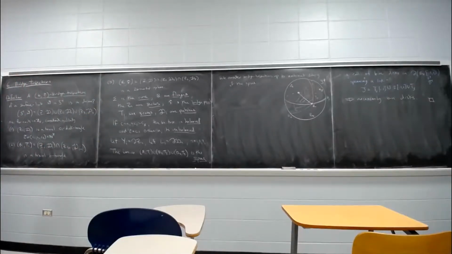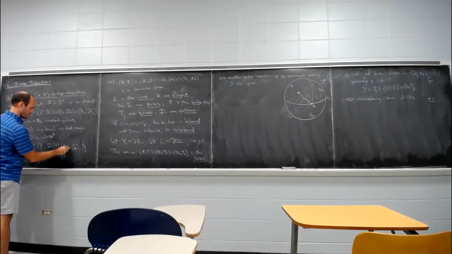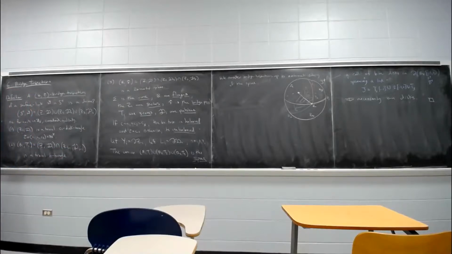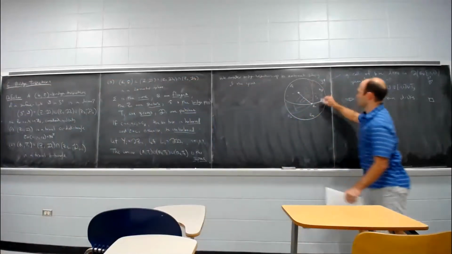Let's see if I can be consistent. Z1 intersects Z2 should be B1. Oh, got it wrong. What are the chances? Let's change this to minus. Now it should work. So B3 should be the intersection of Z3 and Z2. And B3 is right here, it's the intersection.